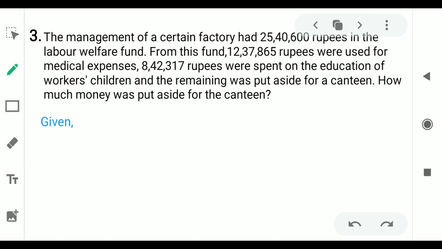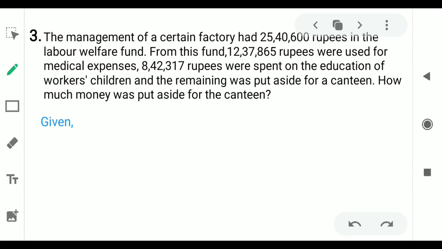The management of a certain factory had 25,40,600 rupees in the labor welfare fund. From this fund, 12,37,865 rupees were used for medical expenses. 8,42,317 rupees were spent on the education of workers' children, and the remaining was put aside for a canteen. How much money was put aside for the canteen?